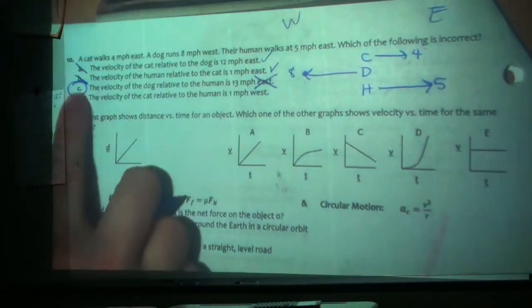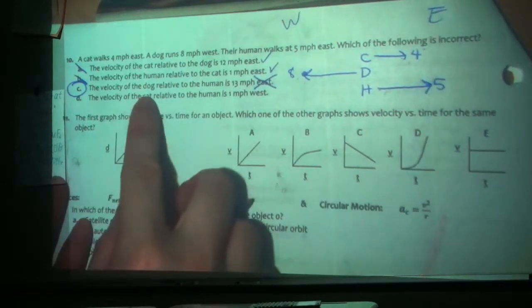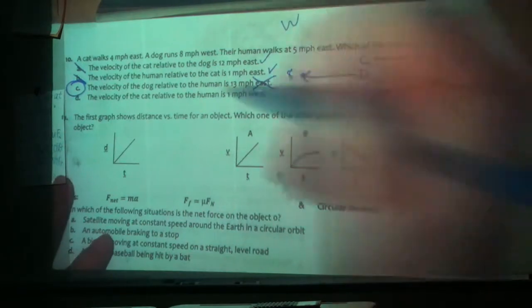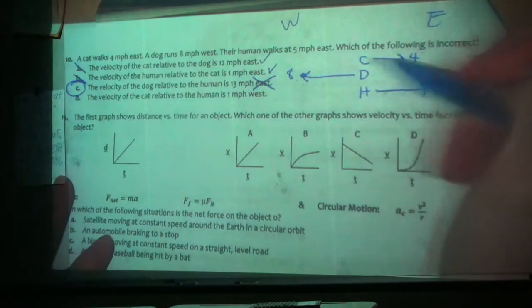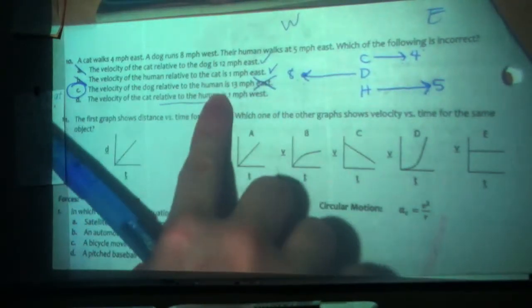And some of you might have said that D was the incorrect one, because it says velocity of the cat relative to the human. So cat relative to the human, we've already decided relative to one another, they're 1 apart. The cat is moving east, but just compared to the human, ignoring which way the arrow is pointing, if you're looking just at these 2, the cat is on the west side of the human, so the cat would be 1 mile per hour west compared to the human.